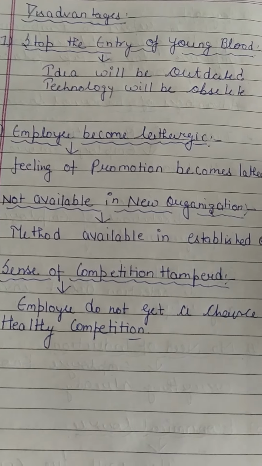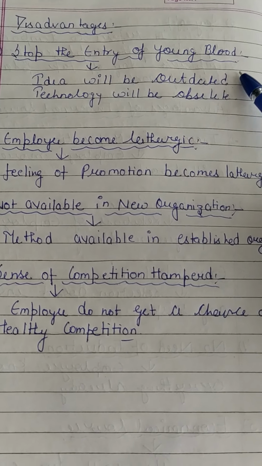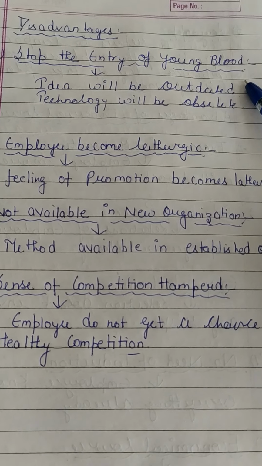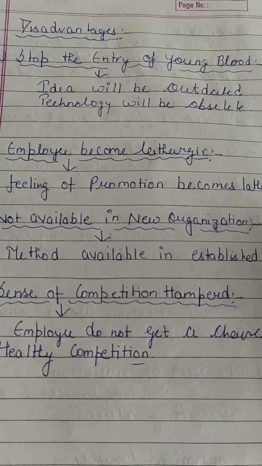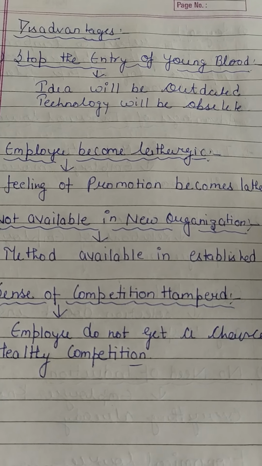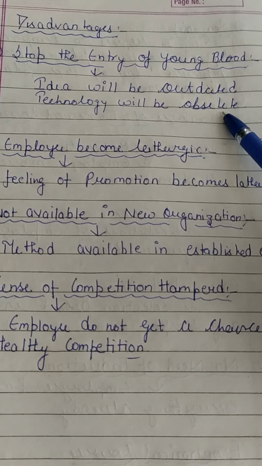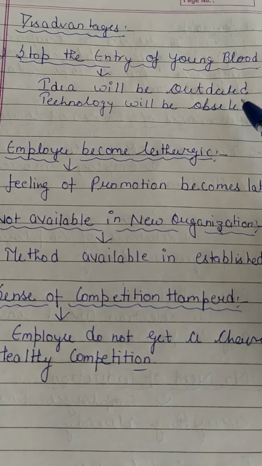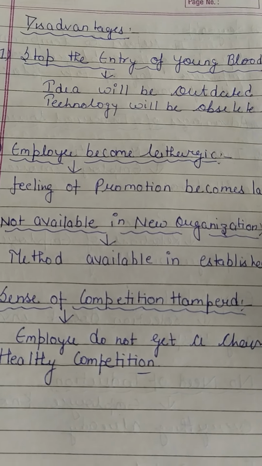Now we will come to the disadvantages of internal source of recruitment. The first point is the stop of the entry of young blood. For me personally, that is a very interesting point. Just think about it, students. अगर हम अपनी organization के अंदर internal sources ही use करते रहे, we are not going to recruit personnel from outside the organization. So ideas will be outdated and technology will be obsolete. If you want to take better technology, then you must use external sources of recruitment also. Just think about that.